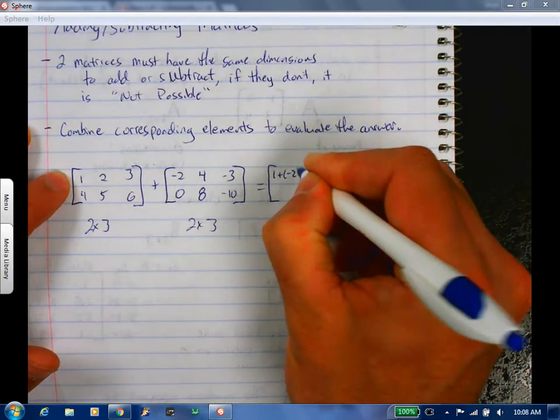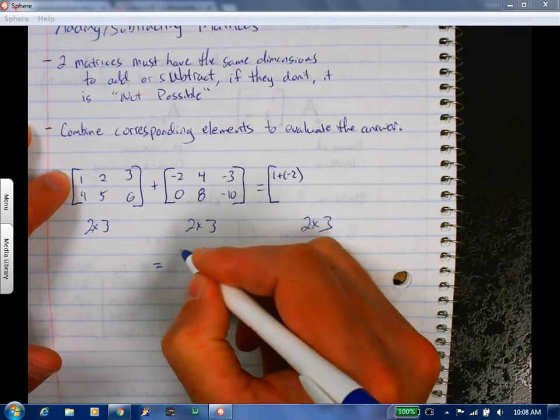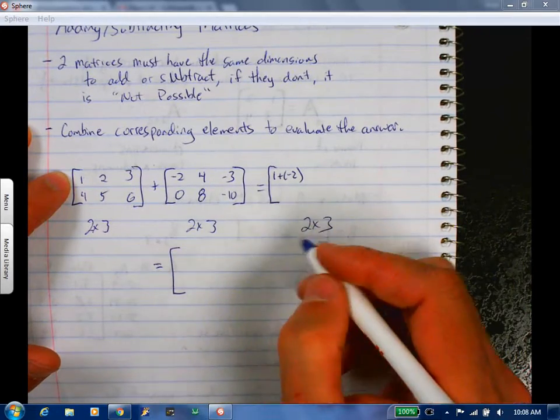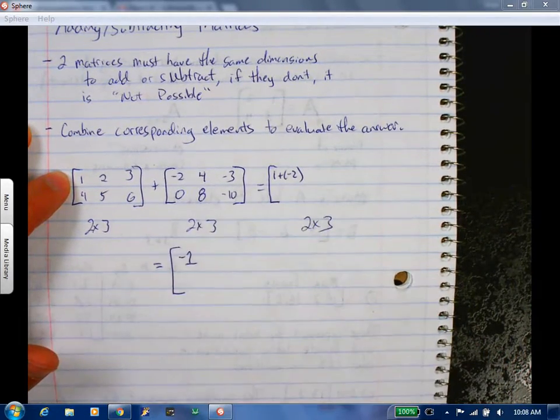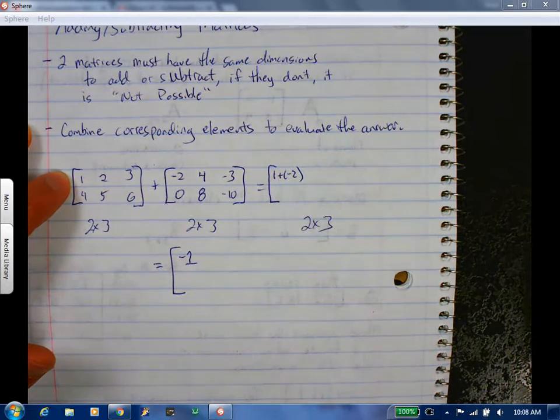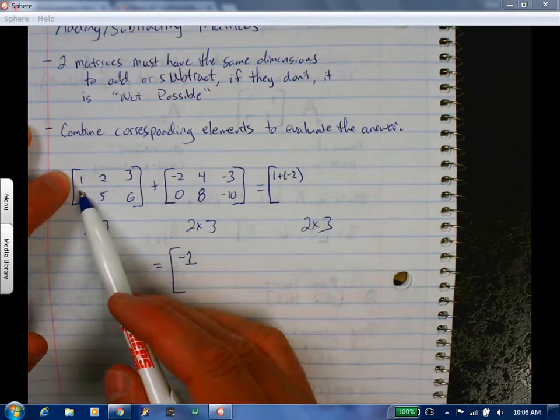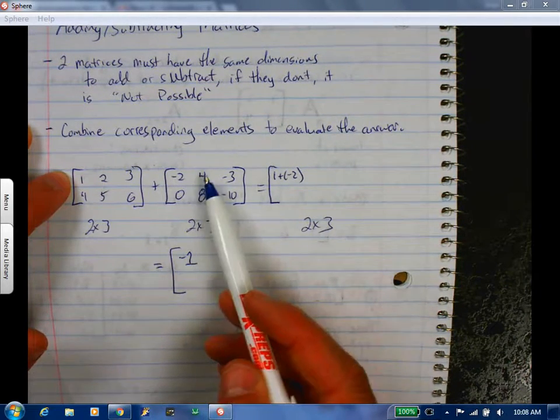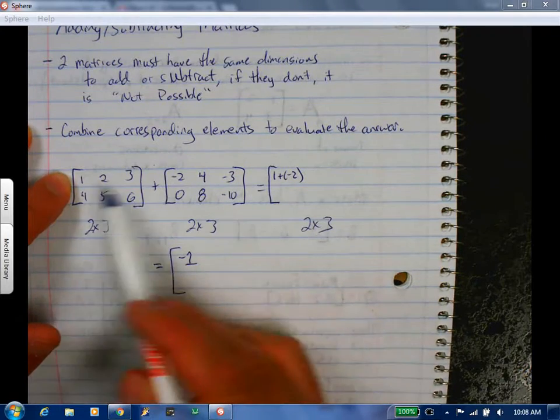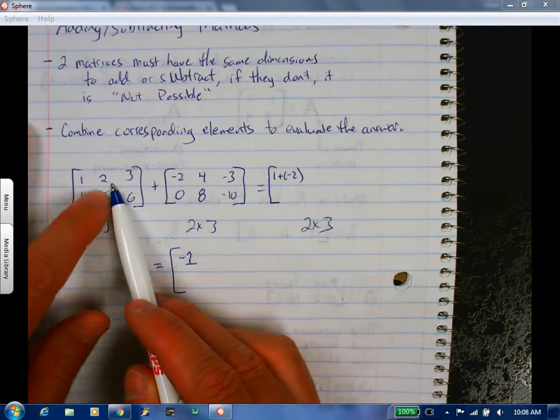So when they say add or subtract corresponding elements, you're going to take the element, the sign in the middle, and then the corresponding element. So I'm going to work my way across. I'm going to go to the 2, and I have 2 plus 4. And that is, wow, hard stuff, huh?